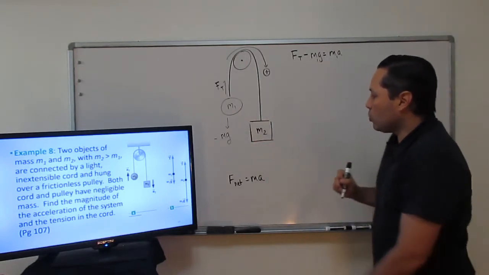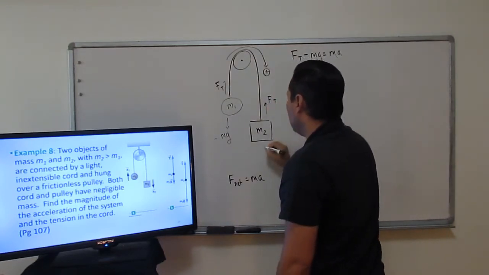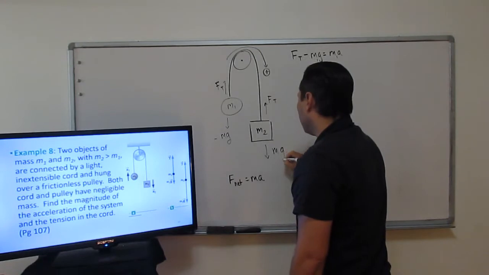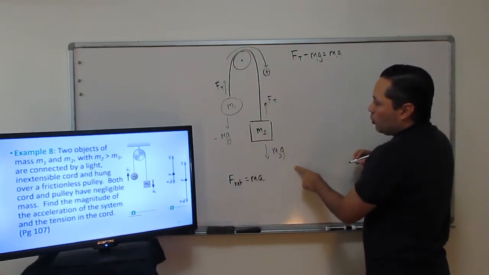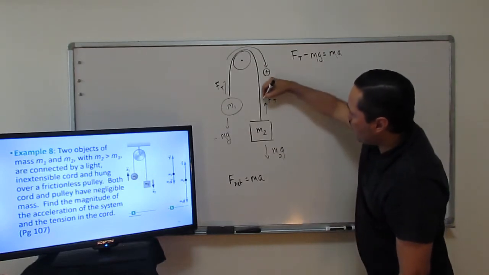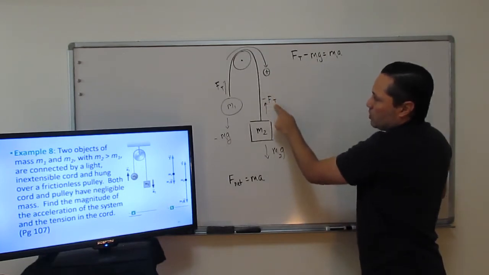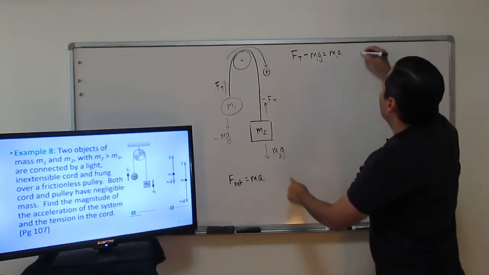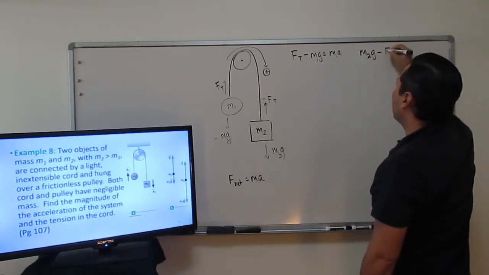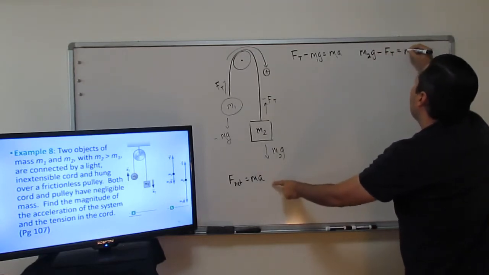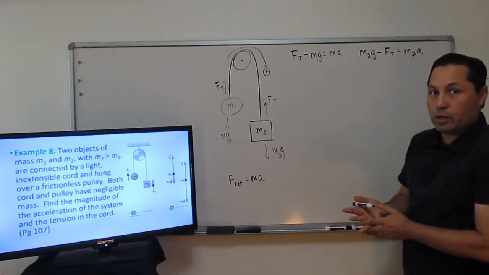Now for m2, same formula, but what forces are acting on it? Force tension and force of gravity for our second object. Okay, so in this scenario, this one's going to be positive and that's negative. Notice my direction on the positive sign, so that's going against it, so that's negative. So my net force is m2 times gravity minus force tension is equal to mass of object 2 times acceleration. So there's the right side of Newton's second law.